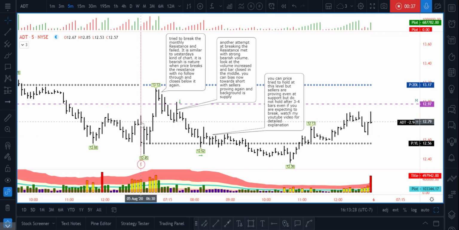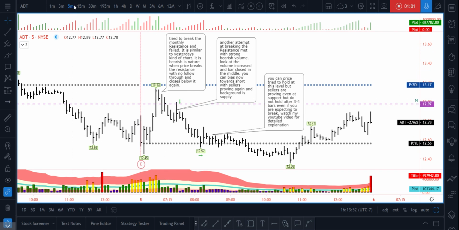The open comes with some supply. Yesterday's low holds, and as you can see, it typically holds. This is not a good place to buy yet, because it's not very clear what's going to happen, especially with such a long supply in the opening bar itself, the opening 5 minute bar. So this is a 5 minute chart.